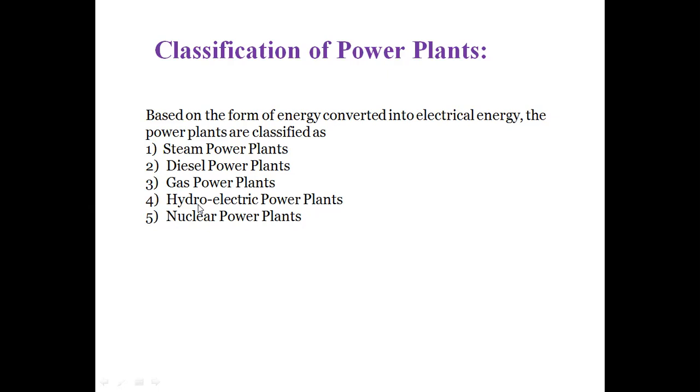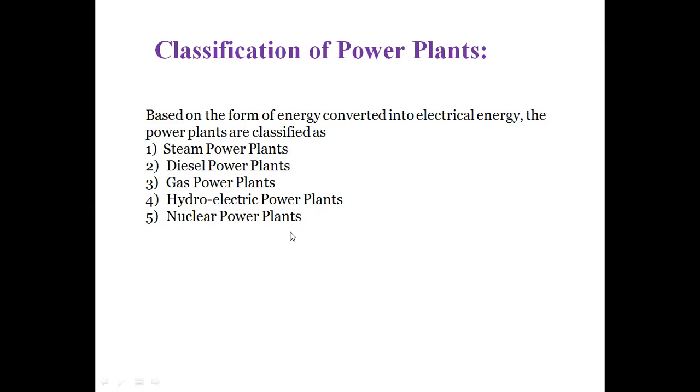And next one is the hydroelectric power plants. Hydro means water, so by using water, we are generating electric power. For example, we use dams. In the dams, water is stored at an elevation. The potential energy of the water is converted into mechanical energy as the water flows through the water turbines. Generators are coupled to the water turbines to generate the electricity.